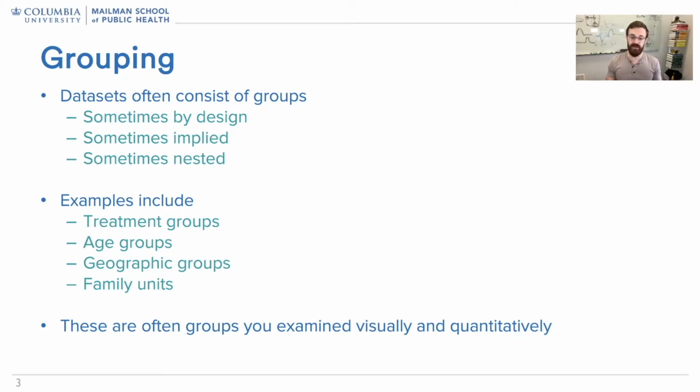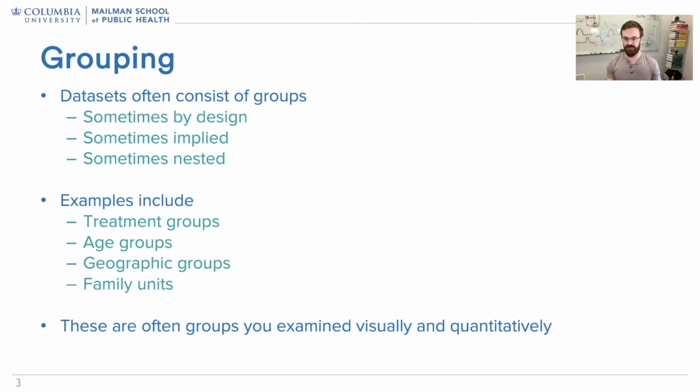You can end up in cases where groups are nested. You might have, for example, a geographic group and then a family group nested within a geographic group. That's fine, and indeed that can give you some idea about what's going on at multiple levels of a structure. These are often groups that you want to examine both visually and quantitatively.